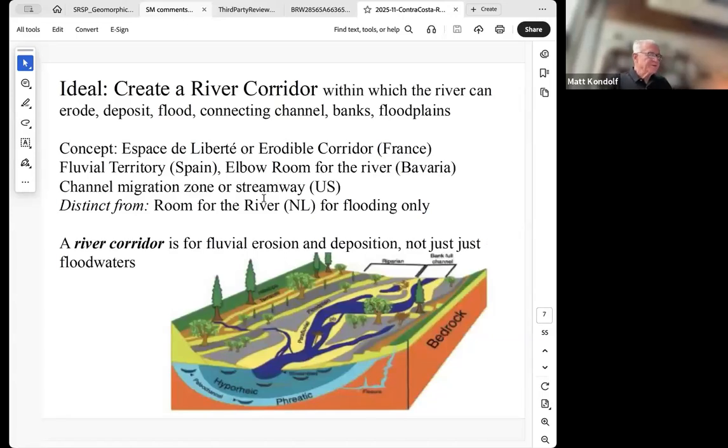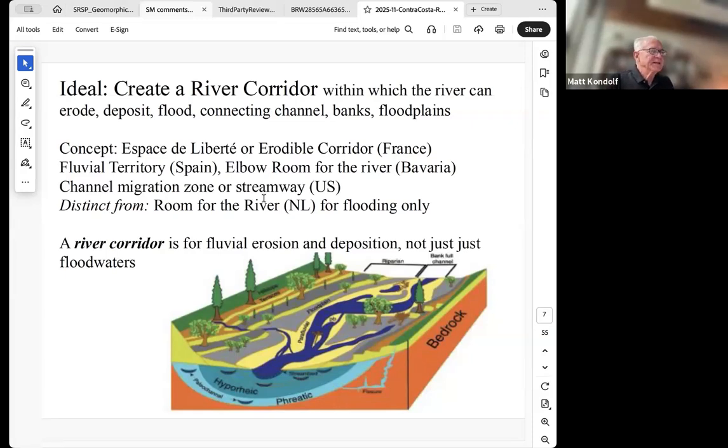Well, if we want to restore some natural process to the river and some natural habitats, the ideal is to create a river corridor. Give the river a zone within which it can freely flood and erode and deposit. And as the waters come up, it reconnects secondary channels and impinges on the banks and creates all these complicated flow patterns. It inundates the floodplains, and juvenile fish can feed and occupy and grow big on the floodplains.